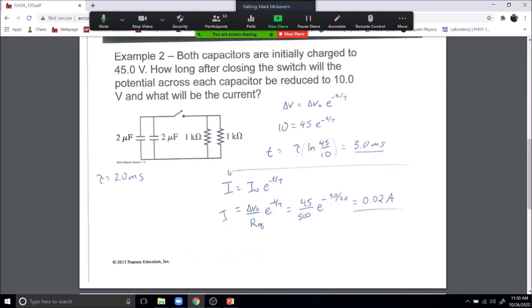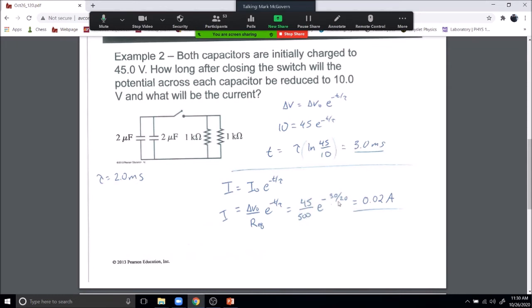We're going to go through the same process here. So we want what the initial current is. In order to do this, that's going to be given by delta V over R, where R is going to be the equivalent resistance. Because these two things are in parallel, we're going to do the additive inverses, and so this is going to be 500 down here. So 45 over 500 is our initial current.